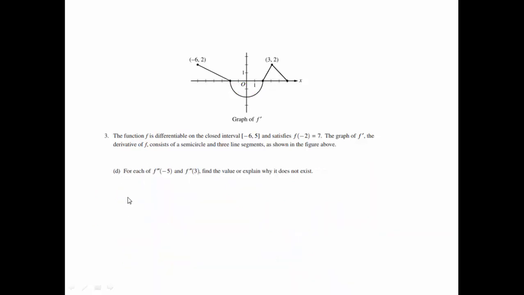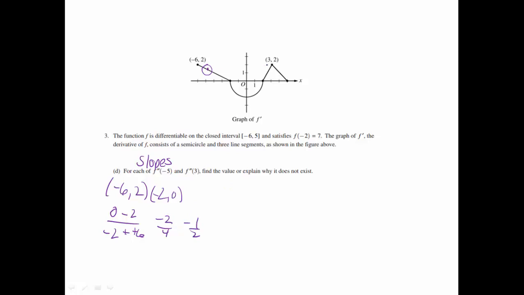All right, part D, for each of f double prime of negative 5 and f double prime of 3, find the value or explain why it does not exist. So f double prime, if I'm looking at f prime, I'm going to be looking at the slopes. So f double prime at negative 5, it's right here. I need to know the slope of that line. I'm going to take the point negative 6, 2, and the point negative 2, 0, and find the slope. So it's going to be 0 minus 2 over negative 2 minus negative 6. That gives me negative 2 over 4, a slope of negative 1/2. So that answer will be negative 1/2.